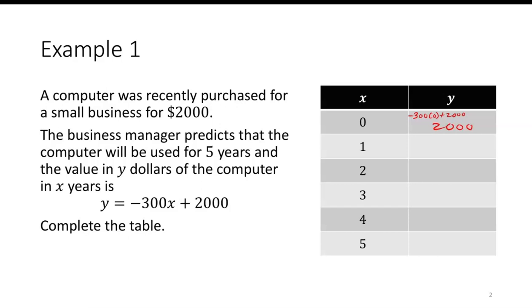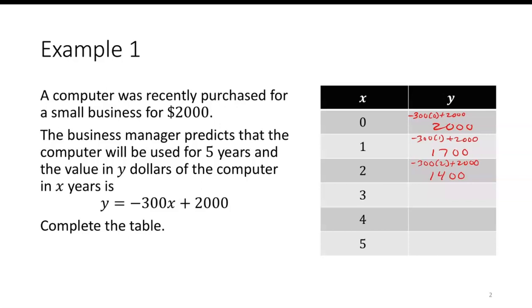After 1 year, I would have negative 300 times 1 plus 2,000. That's the same thing as saying 2,000 minus 300, so that's 1,700. So after 1 year, the computer would be worth $1,700. After 2 years, this would be 2,000 minus 600, which is 1,400.